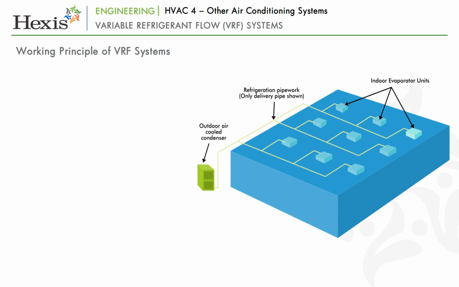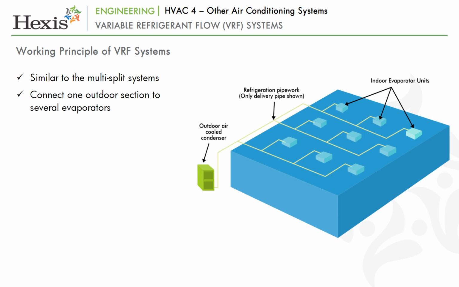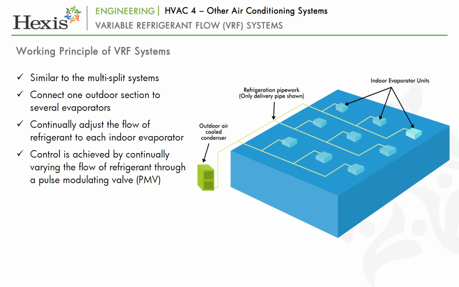Variable refrigerant flow or VRF systems are similar to the multi-split systems which connect one outdoor section to several evaporators. However, multi-split systems turn off or on completely in response to one master controller, whereas VRF systems continually adjust the flow of refrigerant to each indoor evaporator. The control is achieved by continually varying the flow of refrigerant through a pulse modulating valve, that is PMV, whose opening is determined by the microprocessor receiving information from the thermostat sensors in each indoor unit.